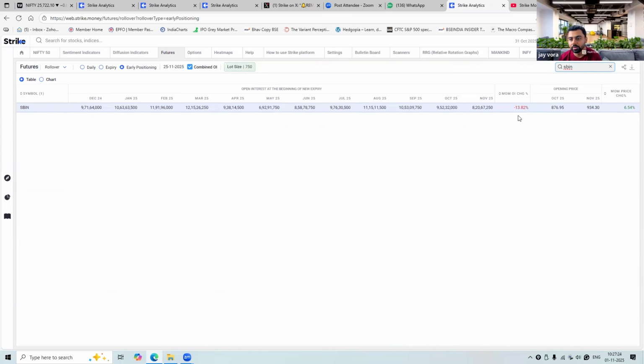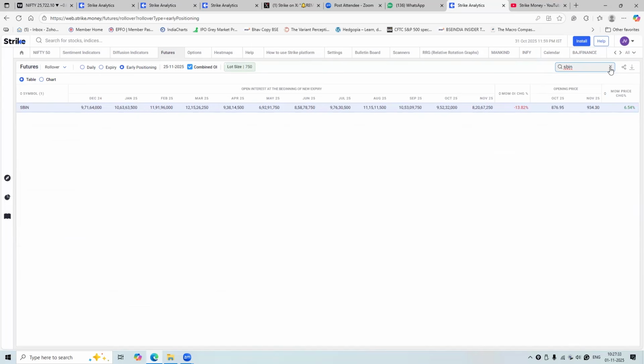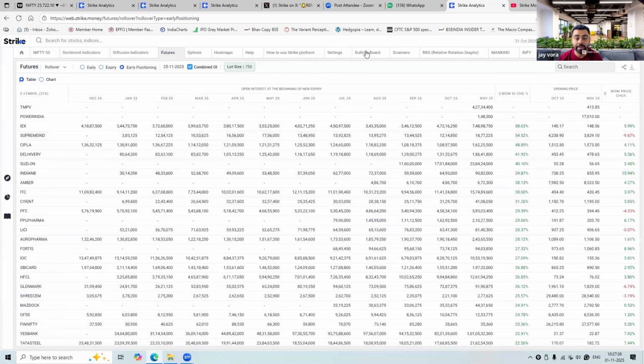Okay, so in fact there is a reduction in OI and there has been a rise in price. Short covering, can we say that, sir? Yeah, short covering, yes. So again, this will give you an overview. You will need to get inside the stock and find what is happening over there.